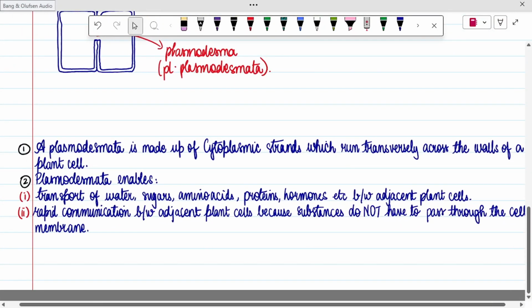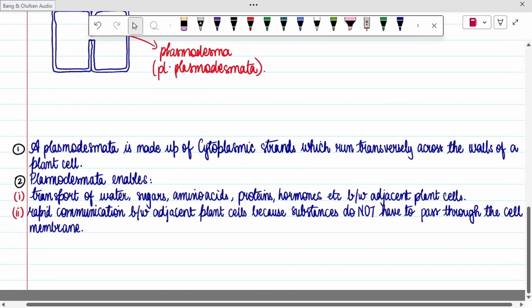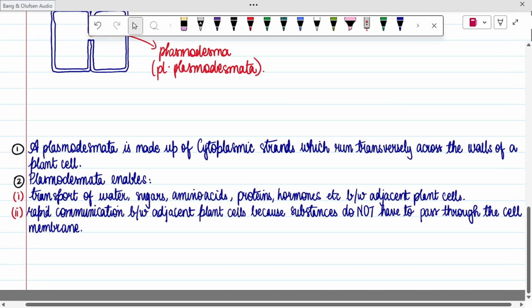A plasmodesmata is made up of cytoplasmic strands which run transversely across the walls of a plant cell. And two functions है इसके छोटे से. It transports water, sugar, amino acid, hormones, etc. between an adjacent plant cell, and it allows rapid communication between the adjacent plant cell क्योंकि आपके substances को pass नहीं करना पड़ता through the cell membrane. It directly passes through your plasmodesmata.